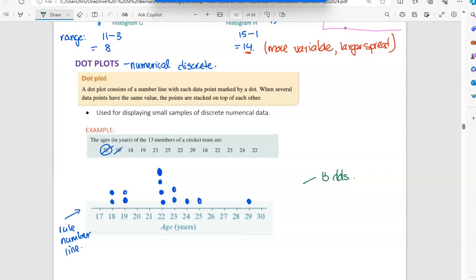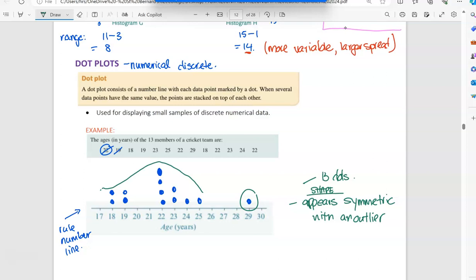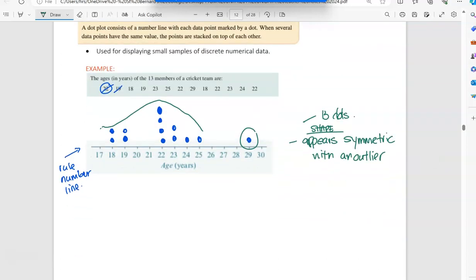And then what we can do is, even though it's not a histogram as such, you could comment on the shape. It's a little bit hard, but I might say for this one, it appears symmetric, and you can get away with it. We don't know for sure, but I'm just going to say appears symmetric with an outlier. Okay, so that would be me talking about the shape of the distribution. Just to let you know.